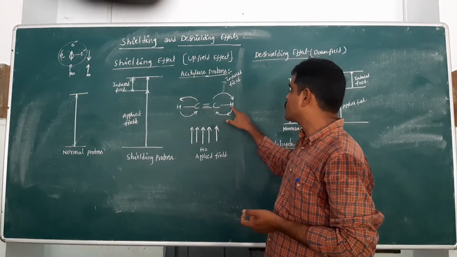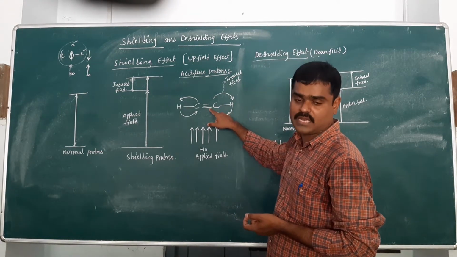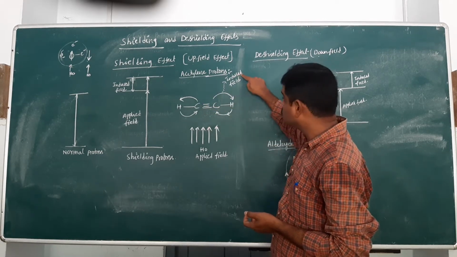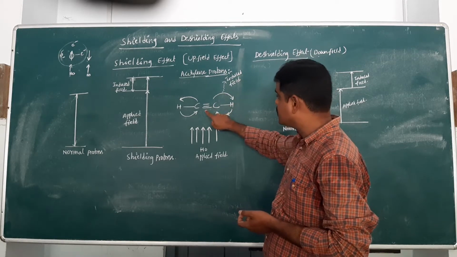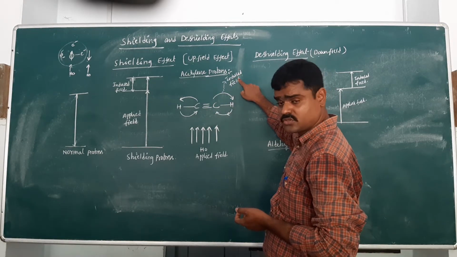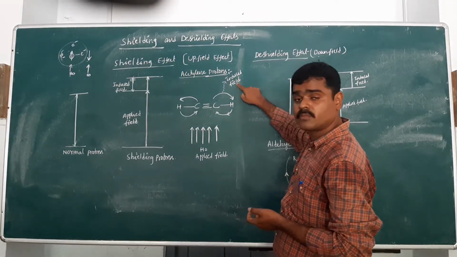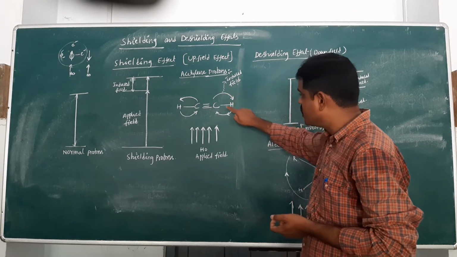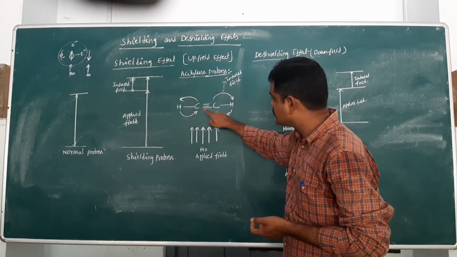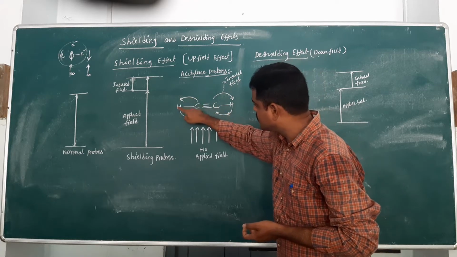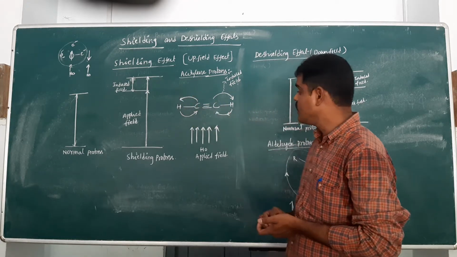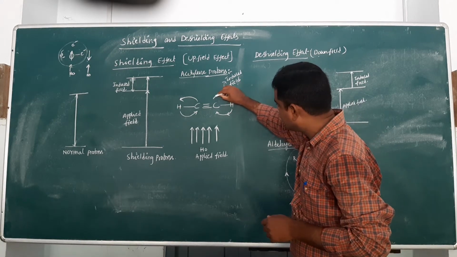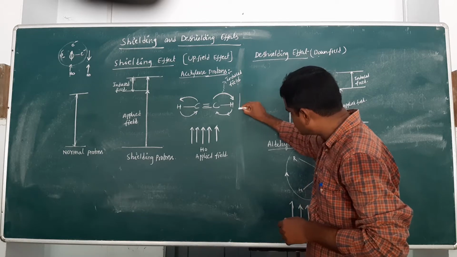These protons are surrounded by the acetylene electrons, and the electrons create an induced magnetic field. This induced magnetic field has a direction. Here, for this proton, the electrons cause the induced magnetic field in this direction.